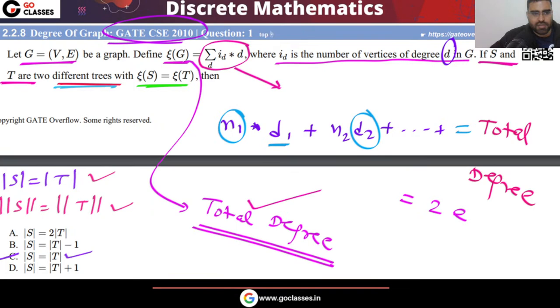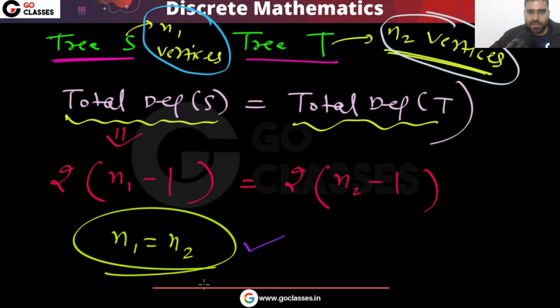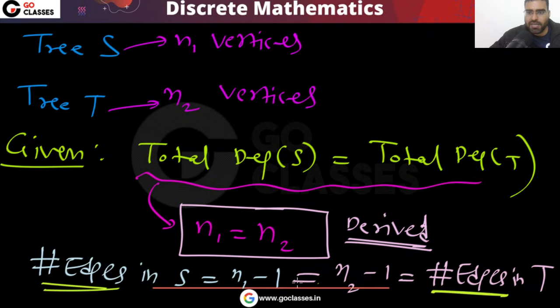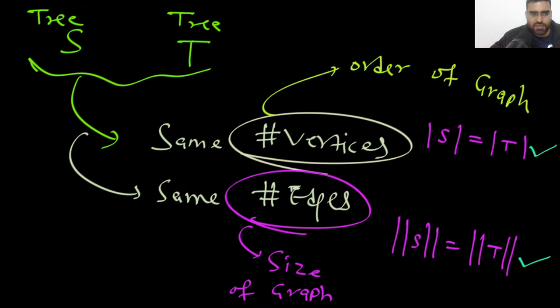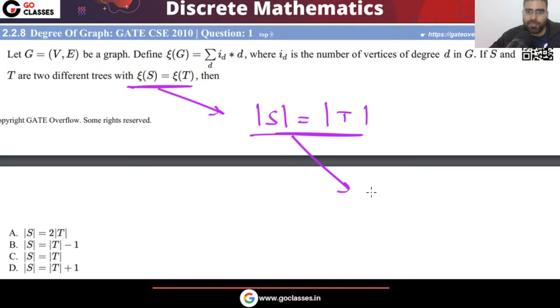Tell me. So you can notice, if they have the same total degree, then they will have the same number of vertices. If they have the same number of vertices, then they will have the same number of edges. So very easily, two trees, if they have the same number of vertices, then they will have the same number of edges, and then they will have the same total degree. Similarly, if they have the same total degree, then it will imply that they have the same number of vertices and the same number of edges.